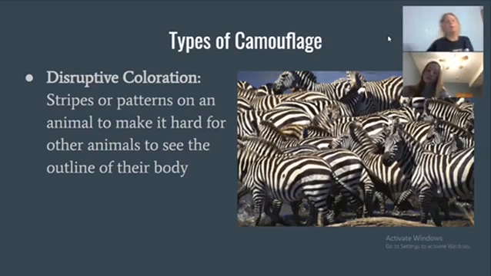Can you guys tell me what a predator and prey are? A predator is an animal that hunts another animal, and the prey is the animal that gets hunted. So the zebras would be the prey, and the predator would be hunting them, but the predator wouldn't know how many zebras there are.